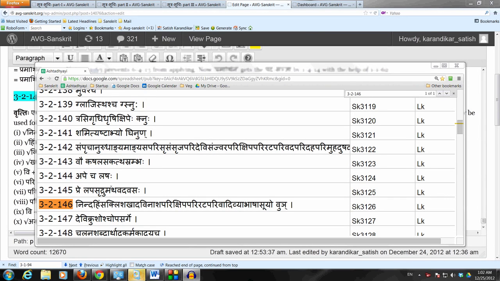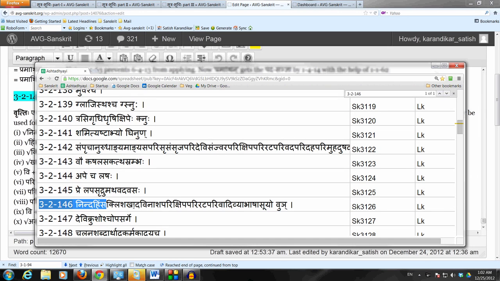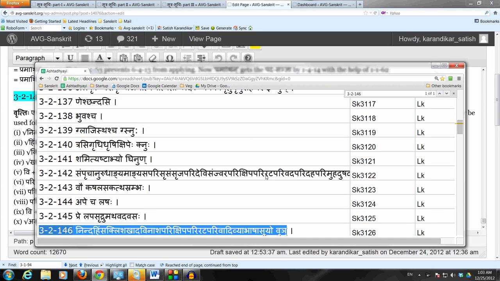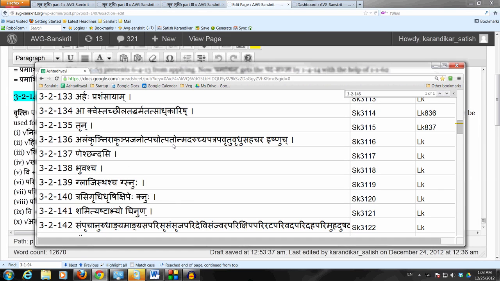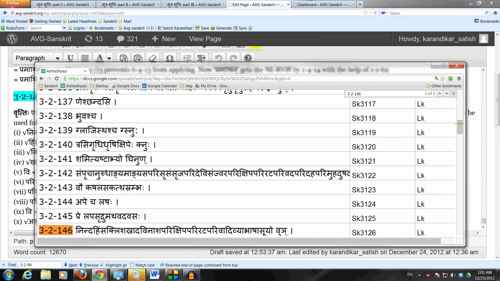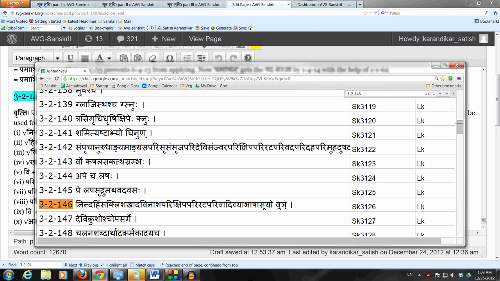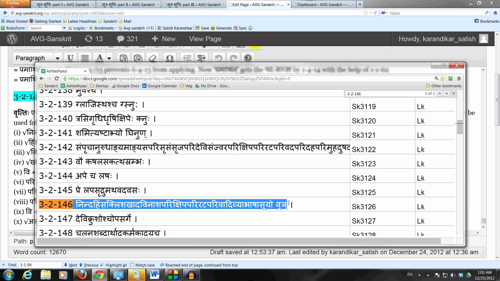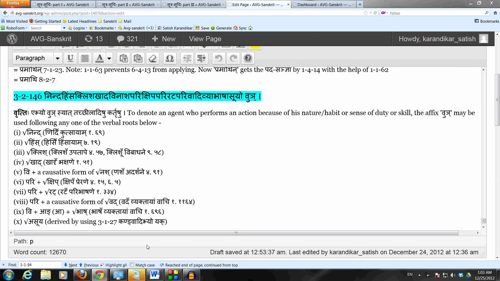Now let us turn our attention to a different affix, the affix vi, which is prescribed by the Sutram 3.2.146 in this section of Tacchila Tadharma Sadhukarishu. This Sutram 3.2.146 prescribes the affix vi. The Sutram reads as follows: Ninda Himsa Klisha Khada Vinasha Parikshipa Parirata Parivadi Vyabhashasuyo vi. So it simply says that Ebhyaha vi syat tacchiladishu kartrishu.